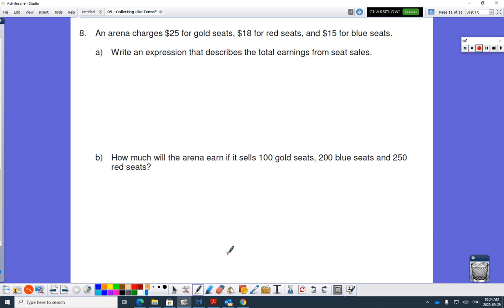Okay, back to this. Gold seats. It was $25 for gold seats. Let's imagine that there were 10 people in the gold seats. How would you calculate how much money that would cost? 25 times 10. What if it was 20 people in the gold seats? What if it was 99 people? 25 times 99. So we're not going to do any of that because we don't know how many people are in the gold seats. So we're going to go 25G.